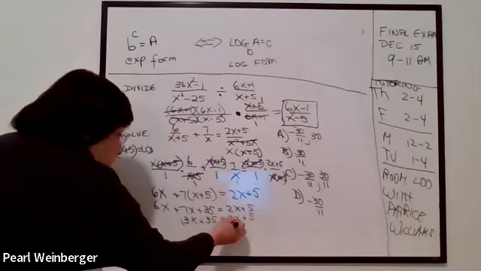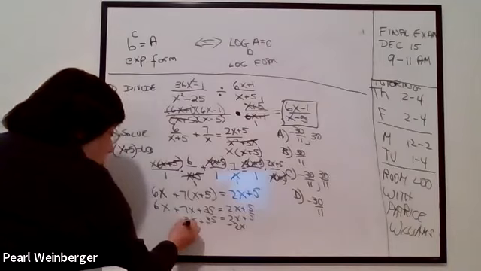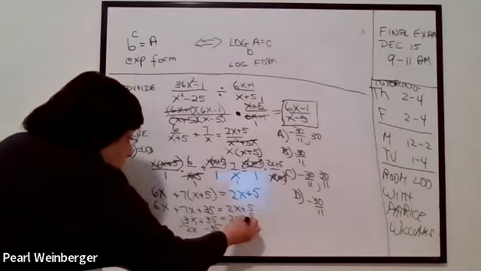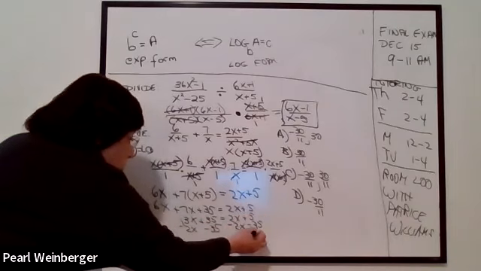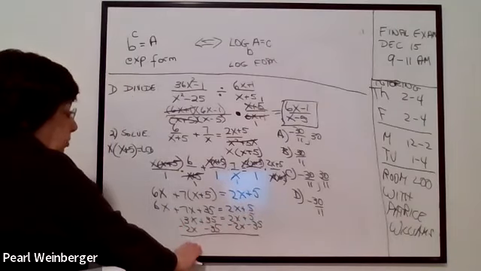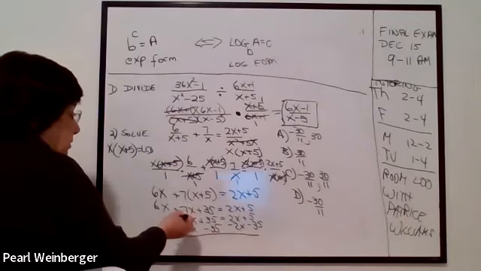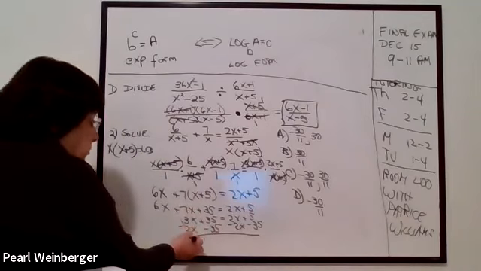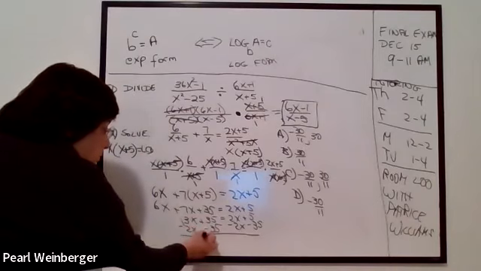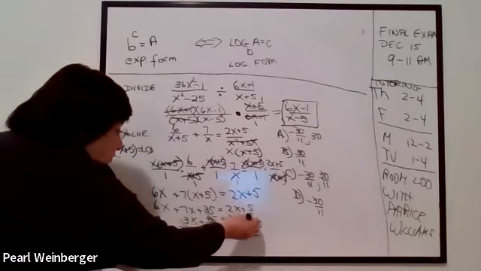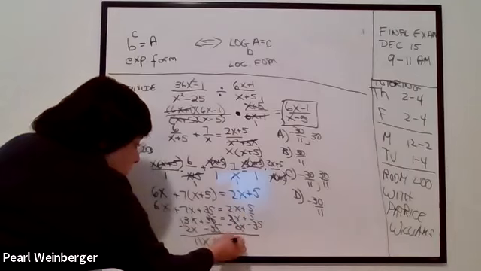I'm going to minus 2x from both sides, and I'm going to minus 35 from both sides, so that I'm left with only variables on the left side and only numbers on the right side. So 13x minus 2x gives me 11x. The 35 cancels out, the 2x's cancel out, and here I got 5 minus 35, which is negative 30.